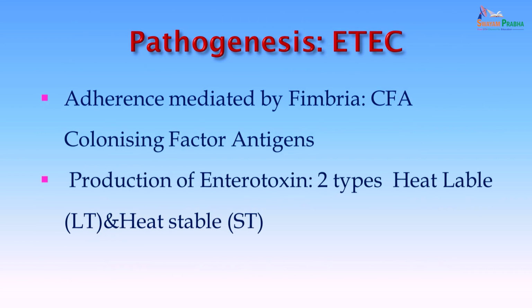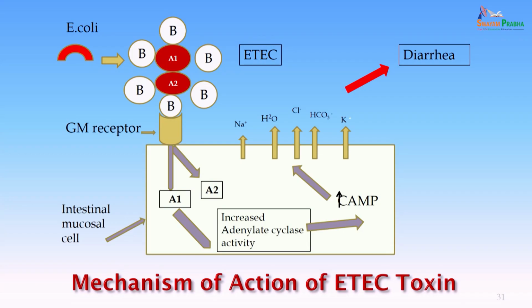Pathogenesis: first there is an adherence of the E. coli to the membrane by fimbria using the colonizing factor antigen. Then there is the production of the two types of toxins, that is the heat labile and the heat stable toxins. Now, let us see how this actually occurs. Now, this is the E. coli in the intestinal tract. This E. coli produces the toxin, which has 5 B components, which are the binding components, and the 2 A components, which are the active components, called A1 and A2.